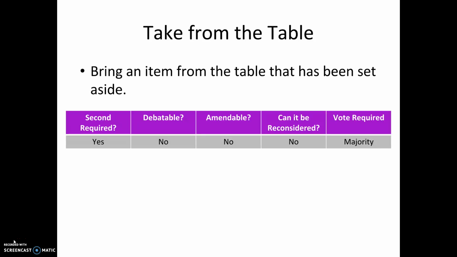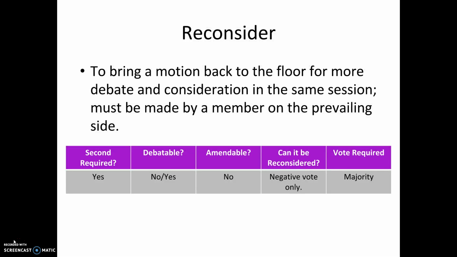It does require a second. It is not debatable. It's not amendable. Cannot be reconsidered. And is a simple majority vote. Reconsidering a motion. This brings a motion back to the floor for more debate, more consideration in the same session. Okay? Must be made by a member on the prevailing side, so on the side of the majority here.